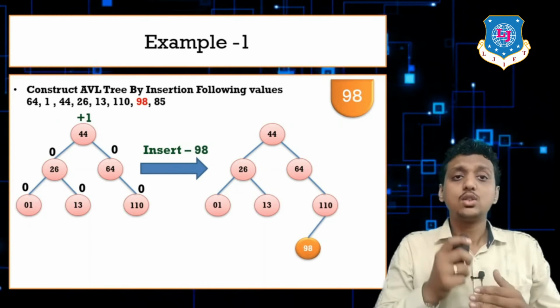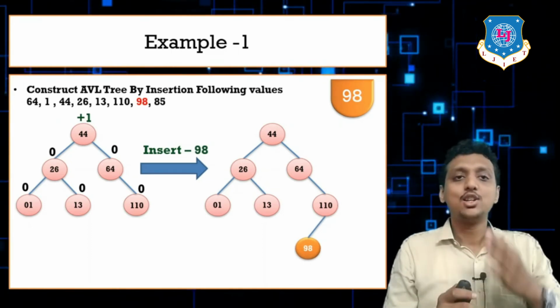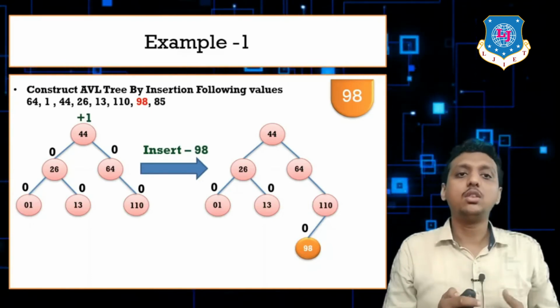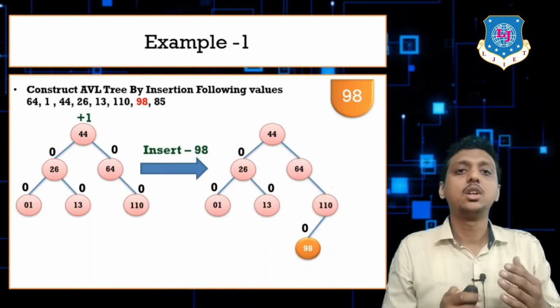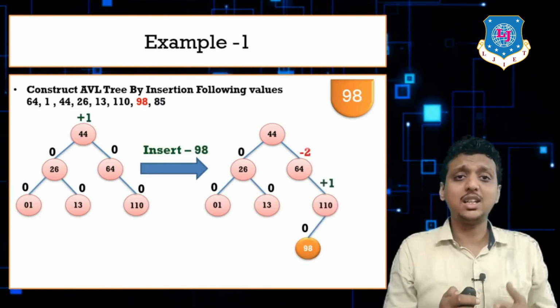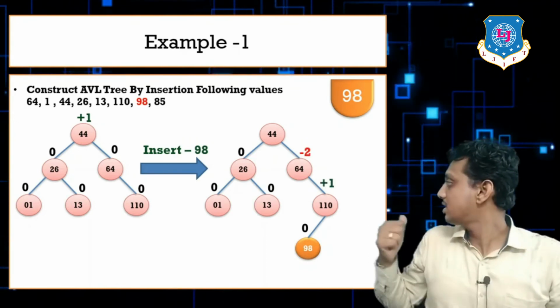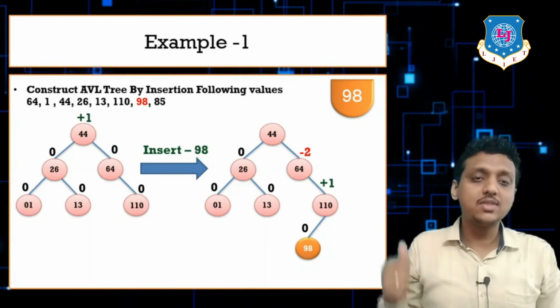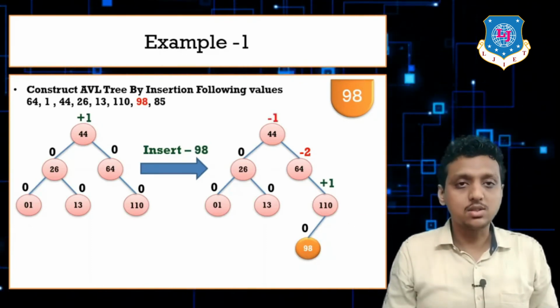Okay, so after insertion, again check the balancing factor. All leaf nodes contain balancing factor 0, and then on 110 we have +1. Okay, 26 contains 0. Then 64 contains, students, -2, because 64 has a right subtree of 2 levels and a left subtree of 1 level. Okay, then 44 contains -1 also.